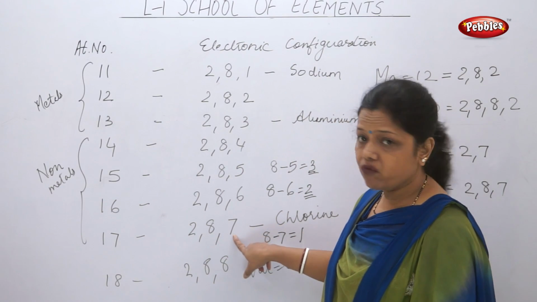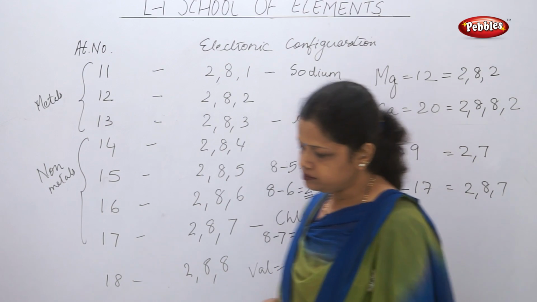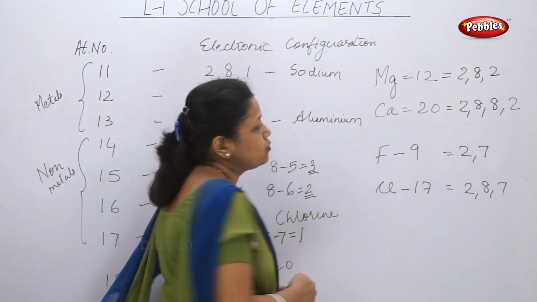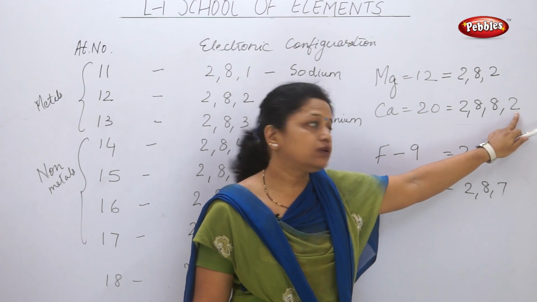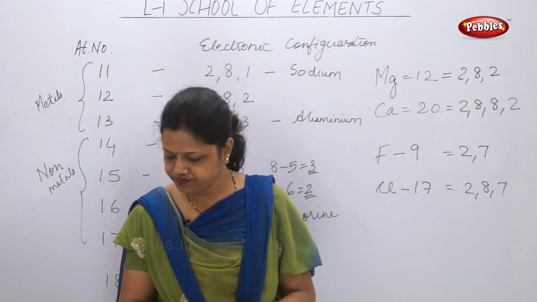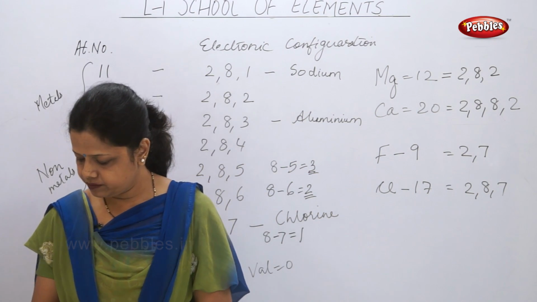17, it is short of 1. It will take 1. So the valency becomes 1. And in 20, I have shown you 20. Here what is happening? It is easier for calcium to give out 2 instead of taking 6. So here valency becomes 2. This is how the valency can be calculated.